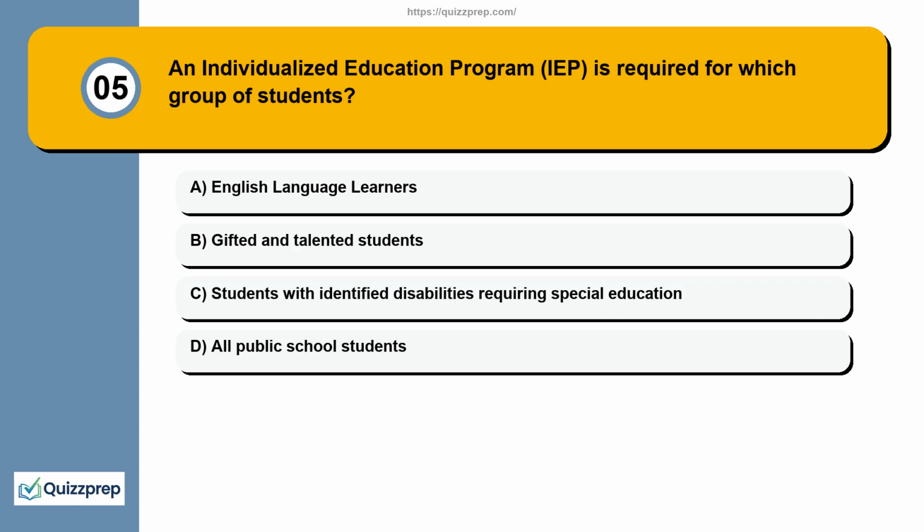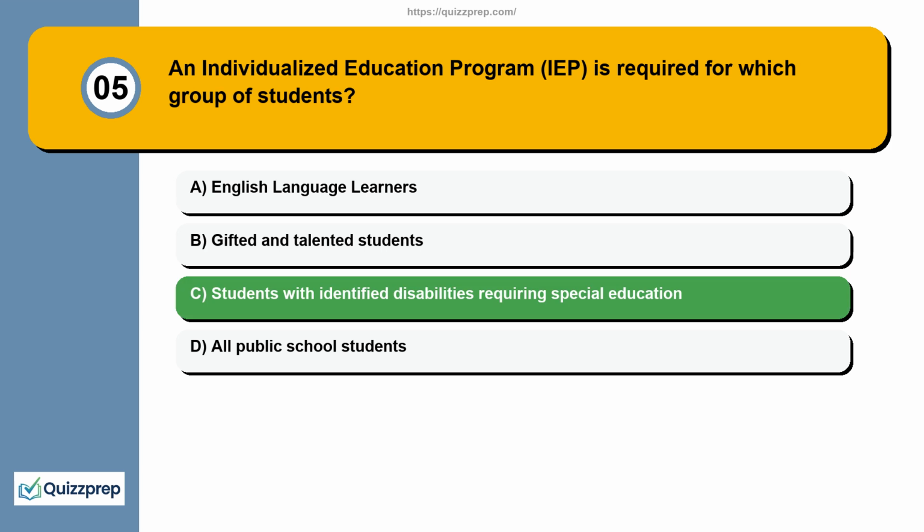Question 5. An individualized education program, IEP, is required for which group of students? Here are your options. Option A. English language learners. Option B. Gifted and talented students. Option C. Students with identified disabilities requiring special education. Option D. All public school students.